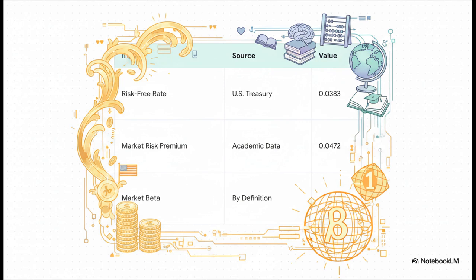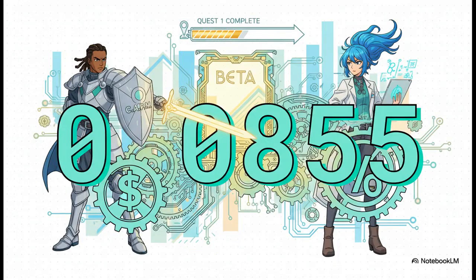That's 3.83%. Then we grab a widely used academic number for the market risk premium. That's the extra juice investors expect to get for being in the market at all. And finally, by definition, the beta of the entire market is always 1. So we take those numbers, plug them into a standard model that's built for exactly this, and out pops our answer. We get a market rate of return of about 8.55%. That's the first part of our mini-quest done.